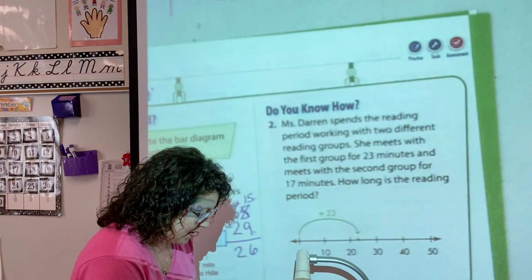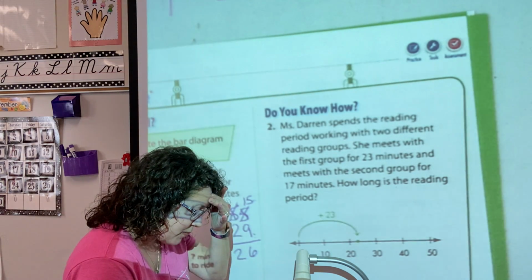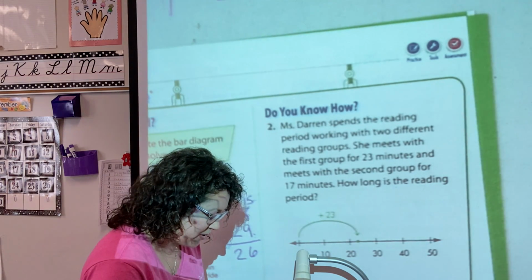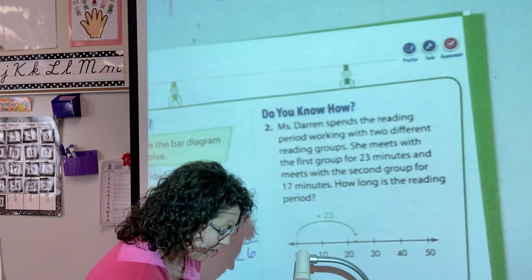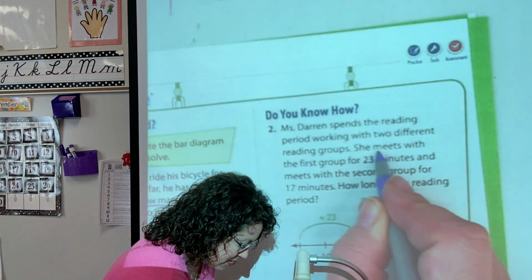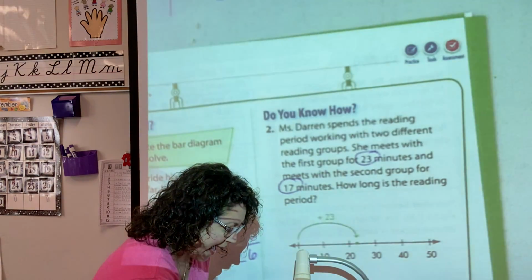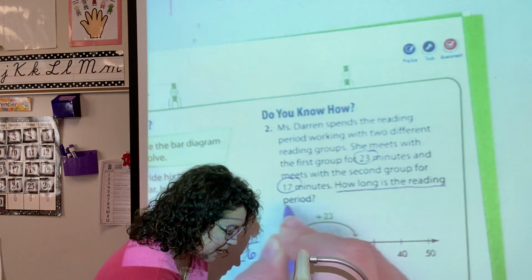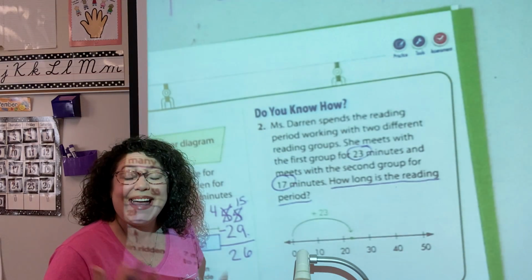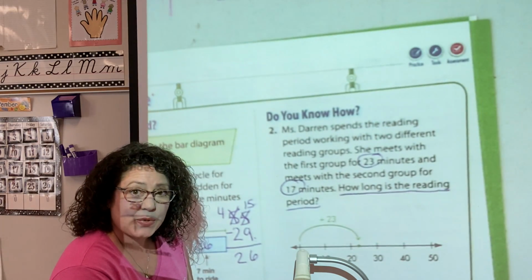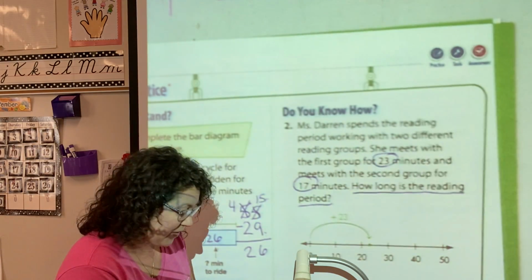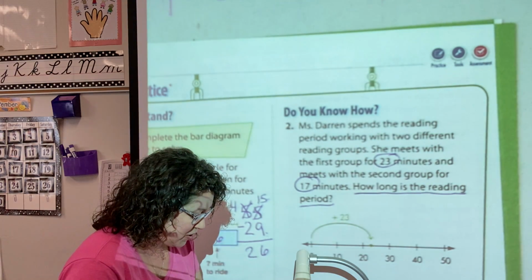Let's look at number 2. Miss Darren spends the reading period working with 2 different reading groups. She meets with the first group for 23 minutes and the second group for 17 minutes. How long is the reading period? So they're actually asking how many minutes in all, okay? Because we've got 1 and we've got to figure out how many in all. We've got 2, I mean.